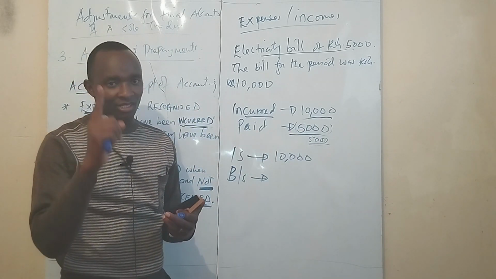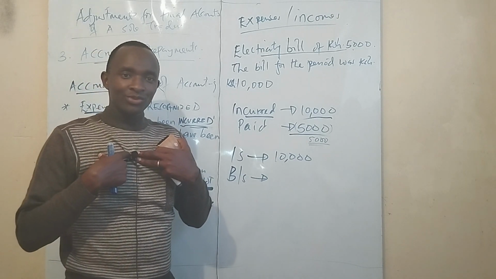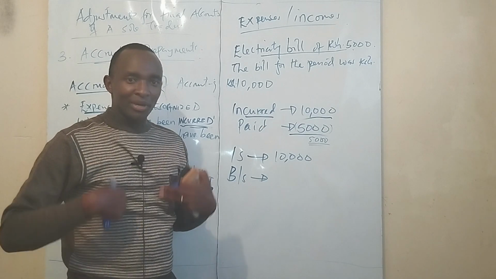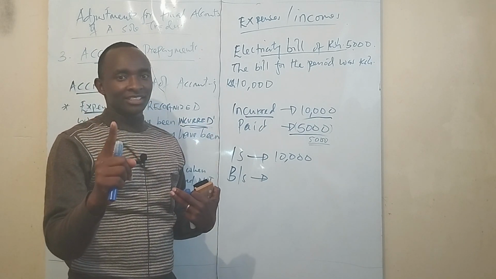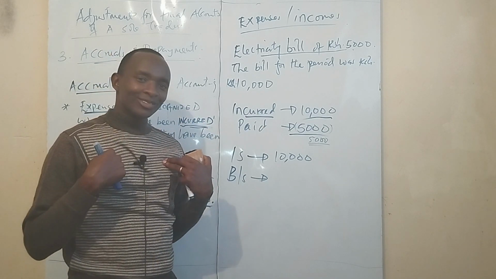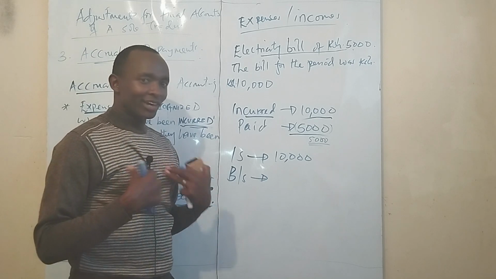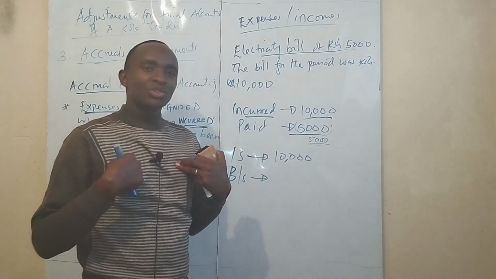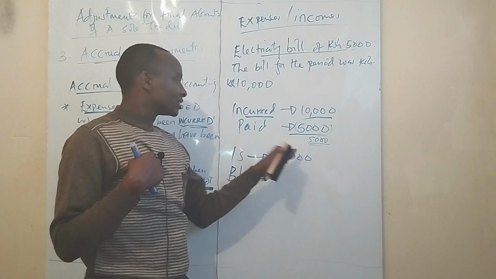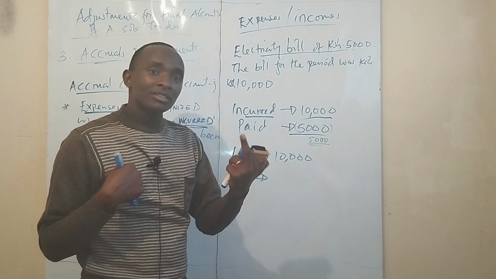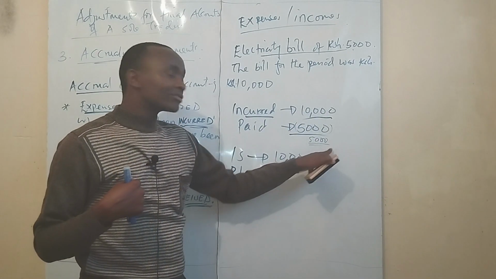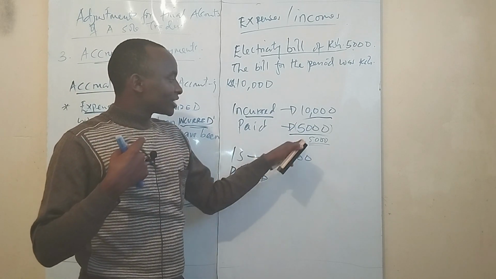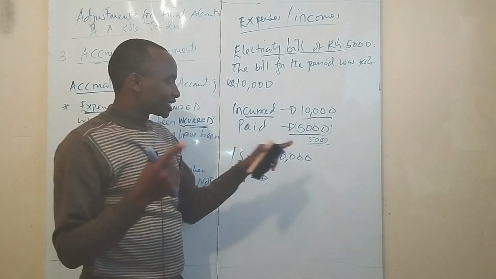In Kiswahili, this is what we say: kitu yangu is an asset. Kitu ambayo sio yangu is a liability. Right, together. Kitu yangu is an asset. Kitu ambayo sio yangu is a liability. Good. So this 5,000 is not mine. It is the power and lighting company's money. So the company has to pay the 5,000. It's a liability. So in Kiswahili we say kitu 5,000 sio kitu yangu, so it's a liability.